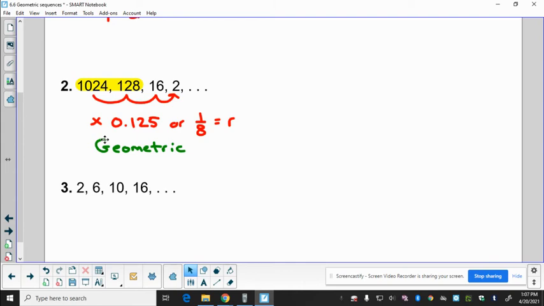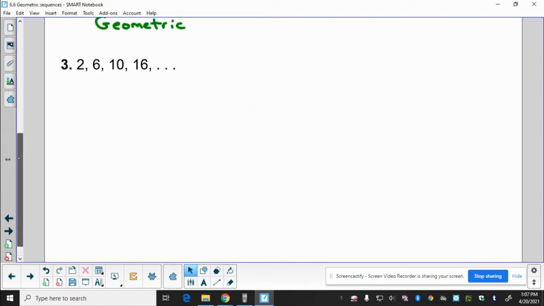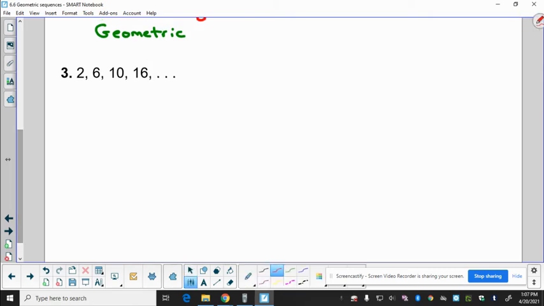All right, let's try another one. Let's go to number 3. What do you think about number 3? Is there a pattern to this? Let's see, 2 to 6 to 10 to 16. What if we add 4? Does adding 4 work? It works for a while, but then it breaks down. No. What about multiplying by 3? No. You know what? This one does not have a pattern. We're going to mark this one neither. Some other kind of a situation there.